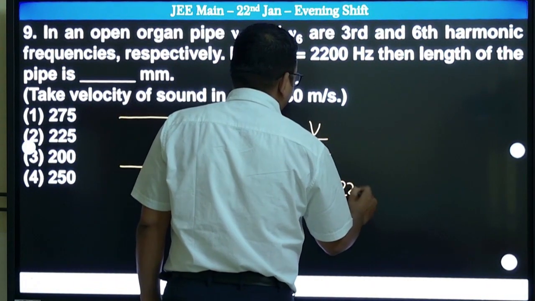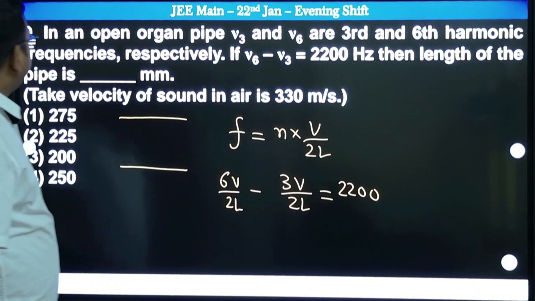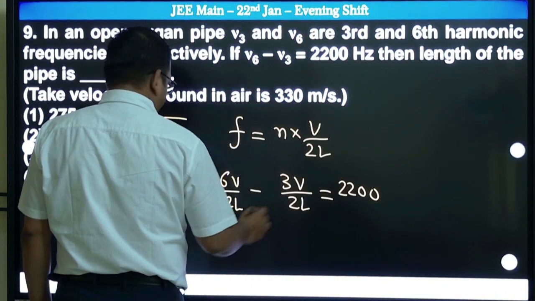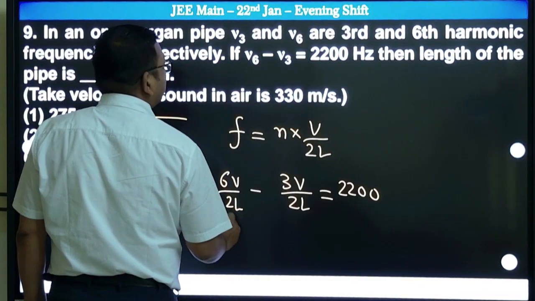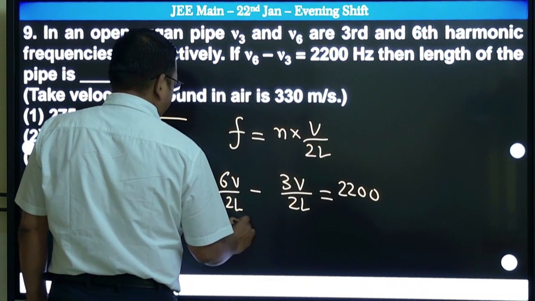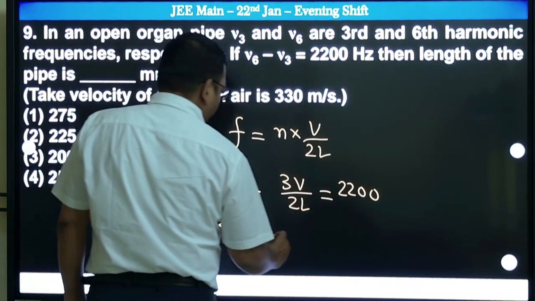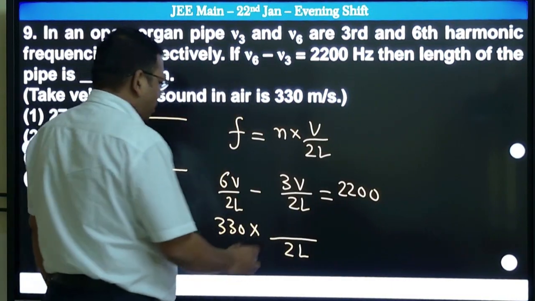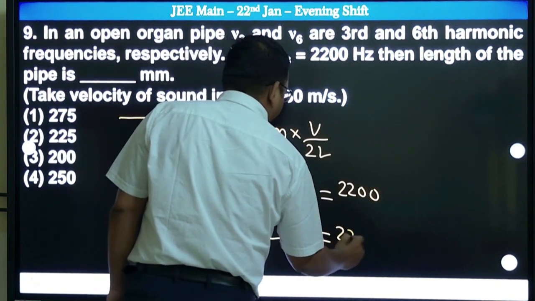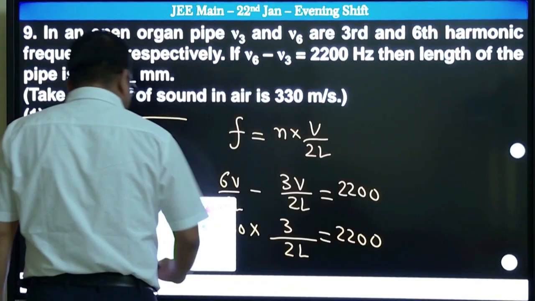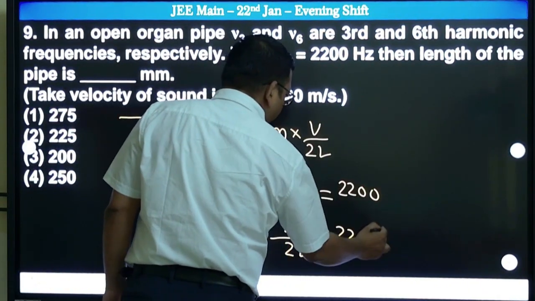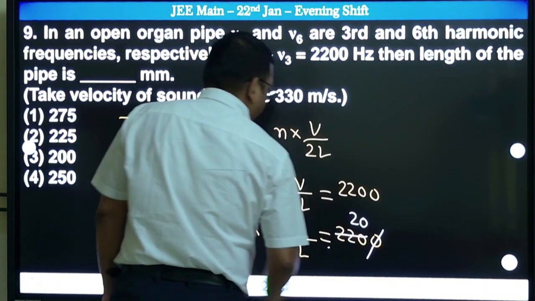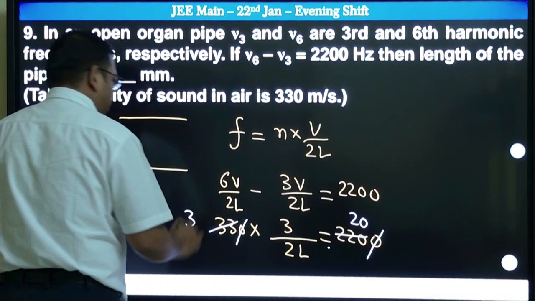2200. Okay. And what is the speed they have given? 330. So speed you can take common, right? So you take speed common. So 330 into 12 also you can take common. 2L is coming common, and 6 minus 3 will give 3. So 2200, right? So let us cancel now. Some cancellation work you can do. 0 will get cancelled. 11 into 20, 11 into 3, right?